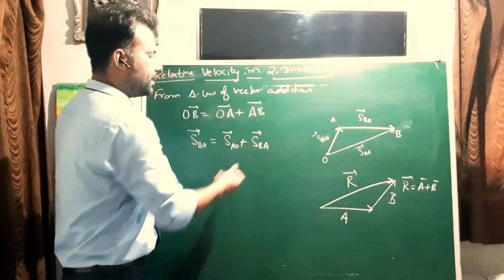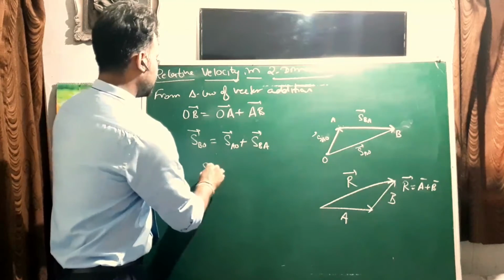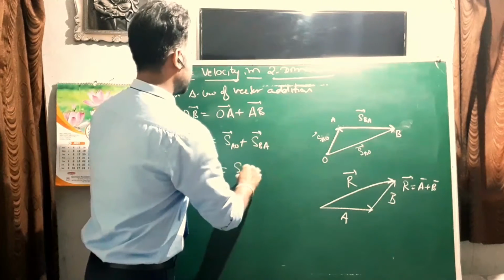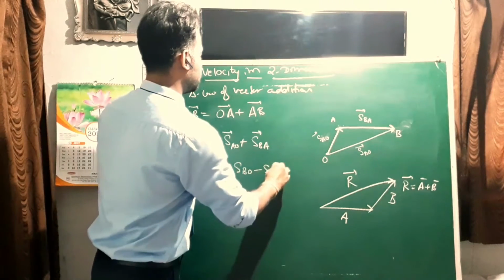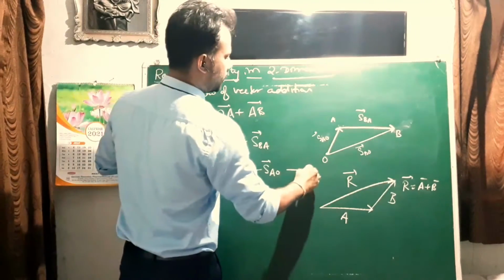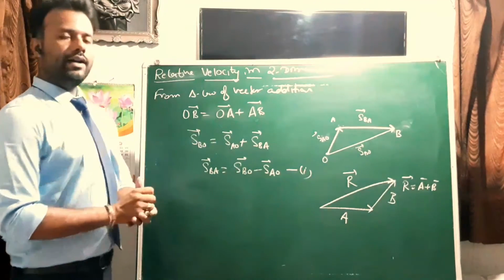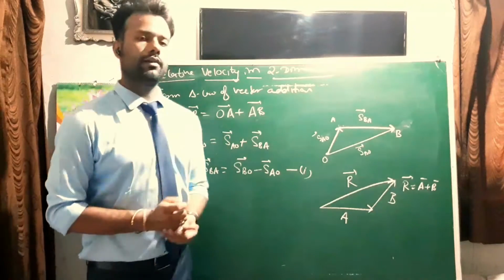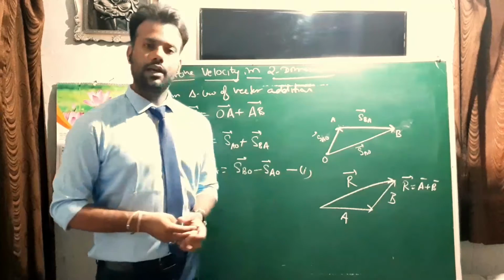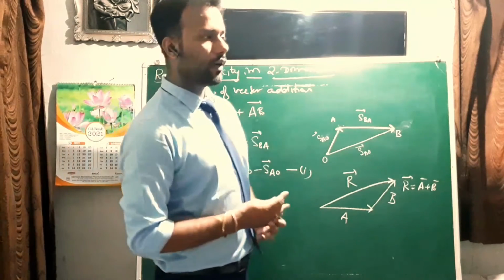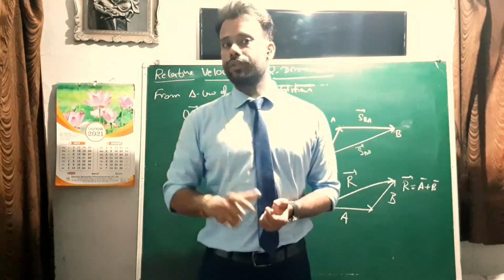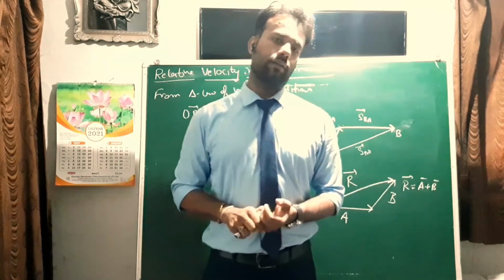Alright, so what will be SBA here? SBA will be SBO minus SAO. Let's say this is equation number 1. So now we have found the position vector of body B with respect to body A, but actually what do we have to find? We have to find the relative velocity. We don't have to find the position vector.